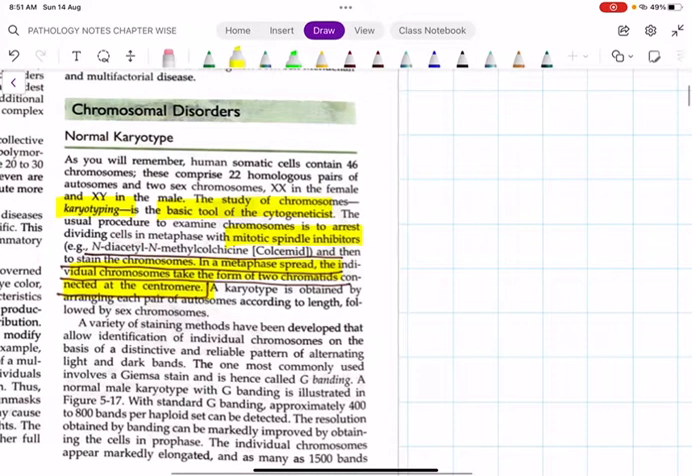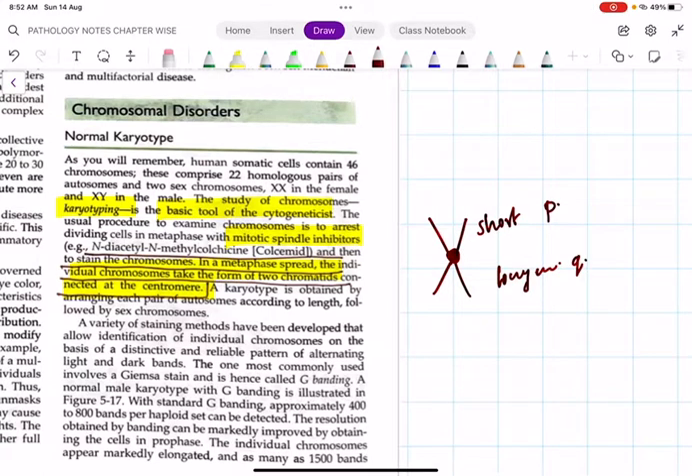So, the basic structure of the chromosome. The chromosome has a centromere and it has what we call 4 chromatids. One is what we call the short arm of the chromosome and another is the long arm of the chromosome. The short arm is called the P arm and the long arm is called the Q arm. P stands for petite.